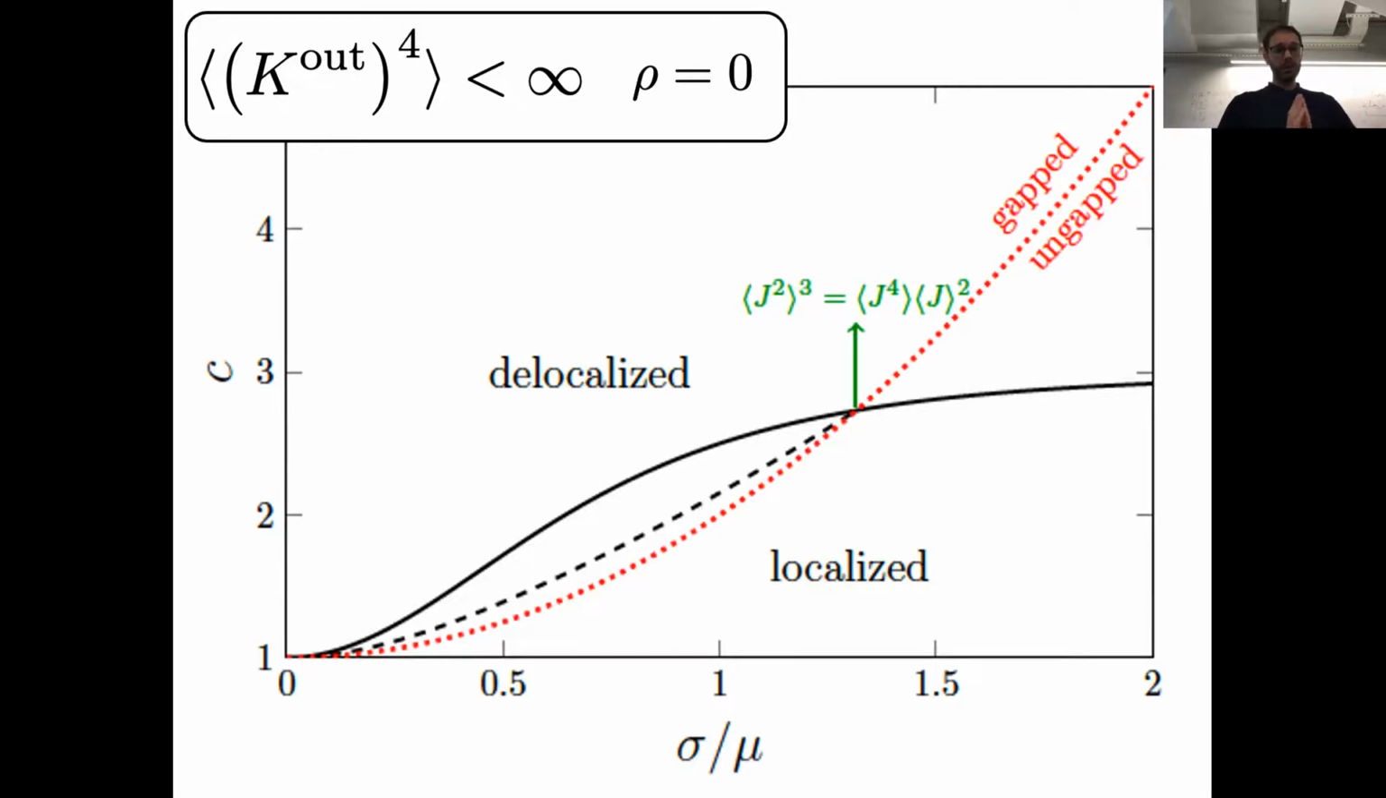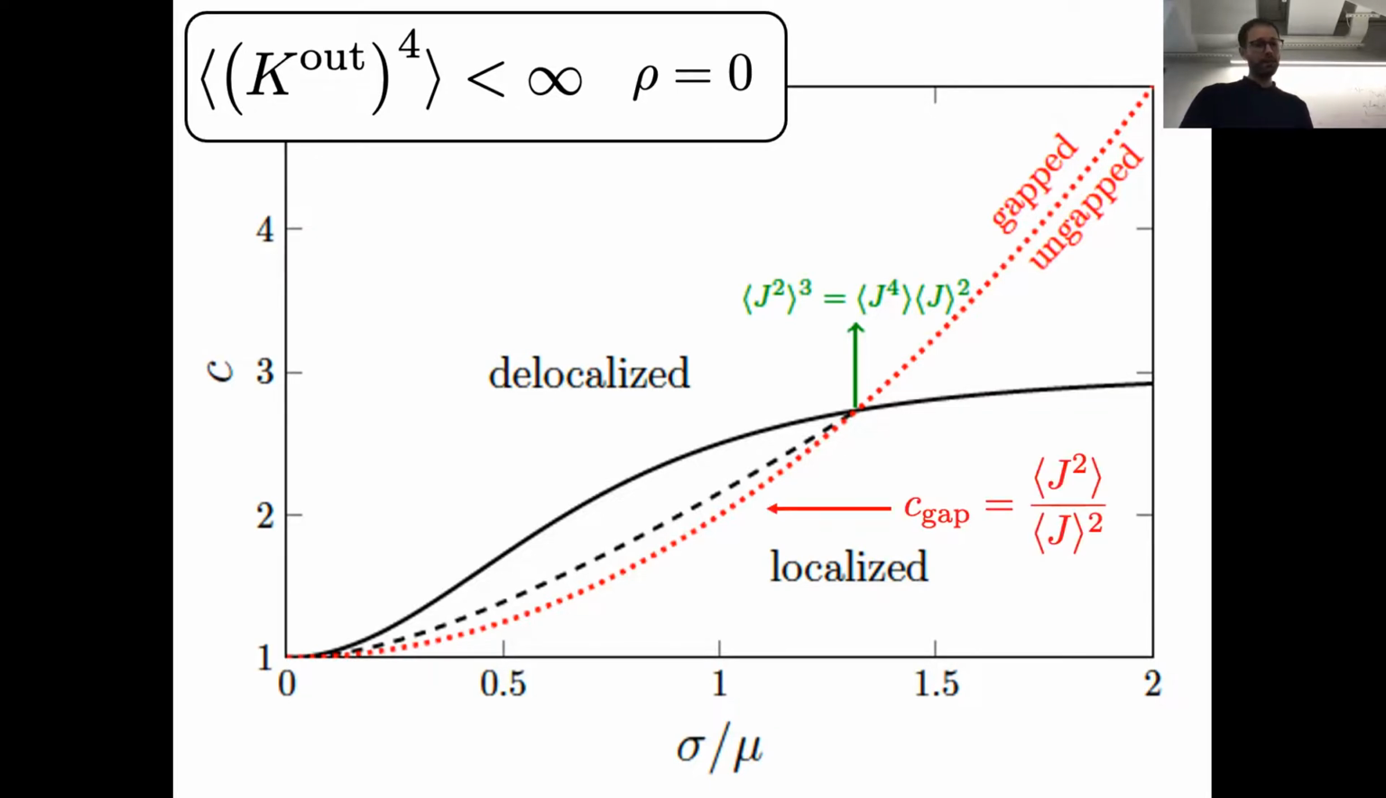But localization is affected by the variance in the weights. So sigma is the standard deviation of the J, and mu is the mean value of the J. Then you see if you increase the variance, at some point you get localized. So the localization is here governed by the variance in the weights. We can find a formula for these different lines.